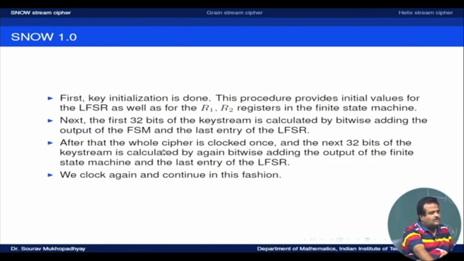After that, the whole cipher is clocked once, and the next 32 bits of the key stream are calculated by again bitwise adding the output of the finite state machine and the last entry of the LFSR. We clock again to continue in this fashion. So each time we get 32 bits like this.